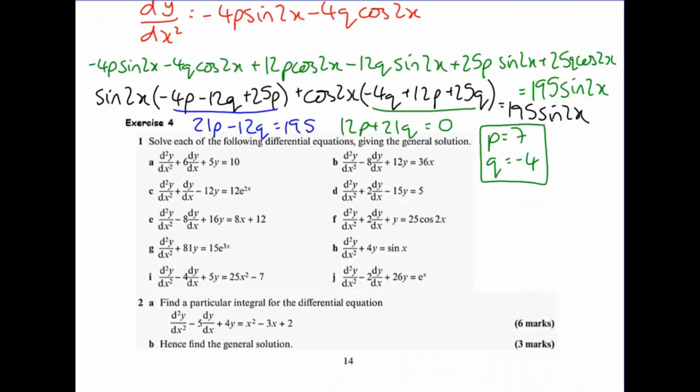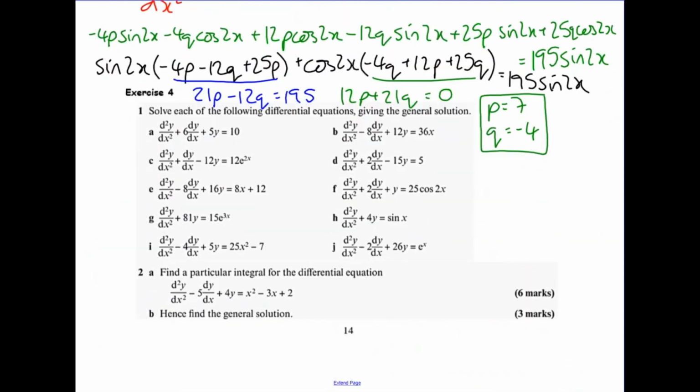Finally, write out your general solution for this equation. So I've got y equals e to the minus 3x, a cos 4x plus b sine 4x from my complementary function, plus my particular integral, which is 7 sine 2x minus 2 cos 2x.